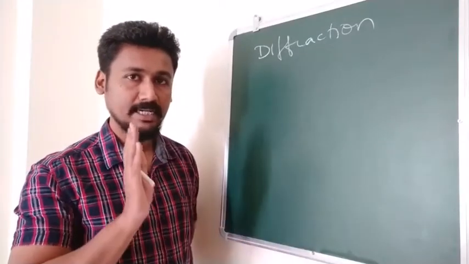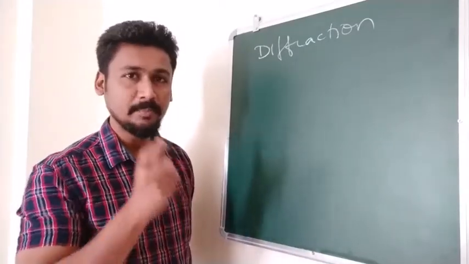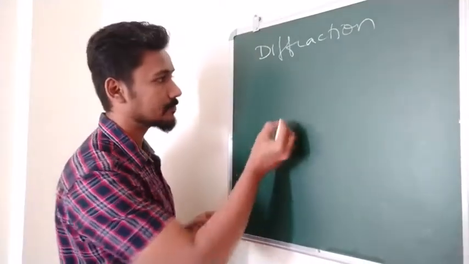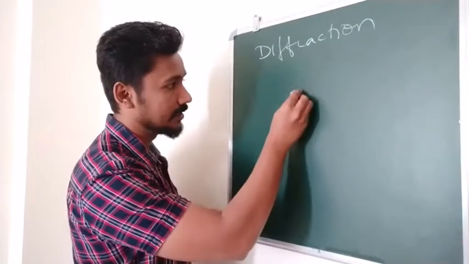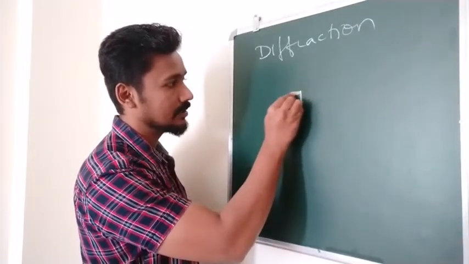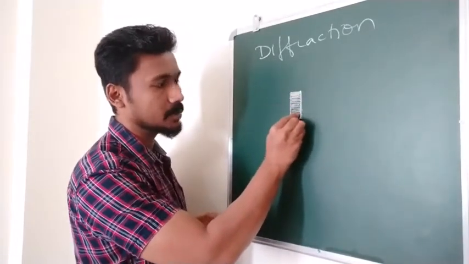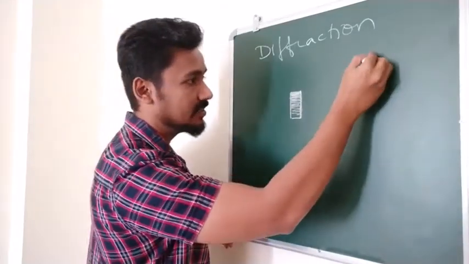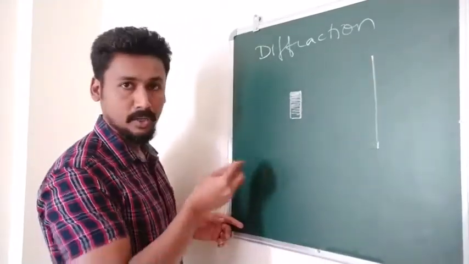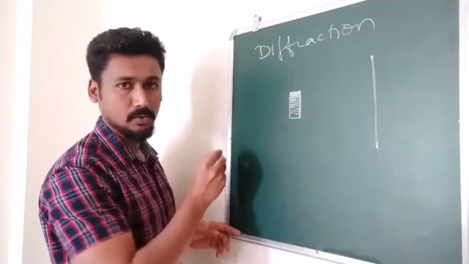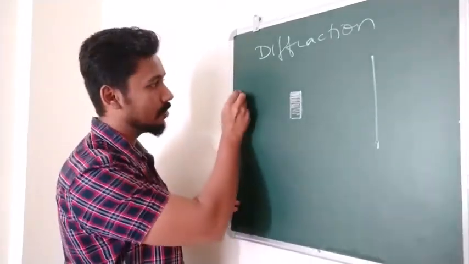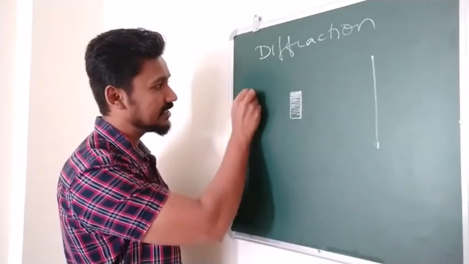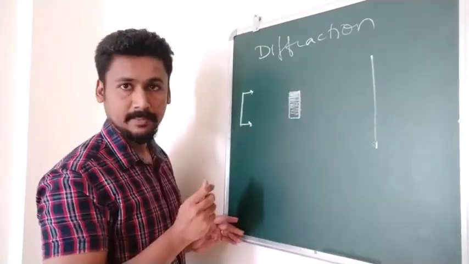So what is diffraction? There is a very simple way to understand diffraction. Consider we have an obstacle like this, let us say a rectangular shaped object. Here we have a screen. We are going to have a source of light from here. Let us say we are creating a plane wavefront.